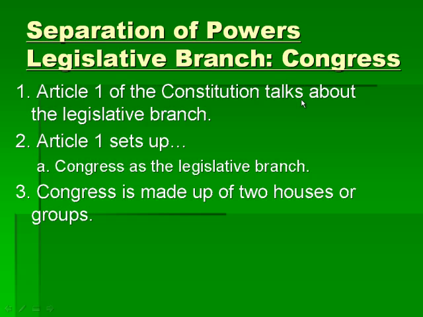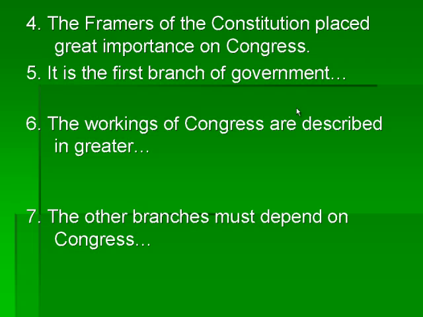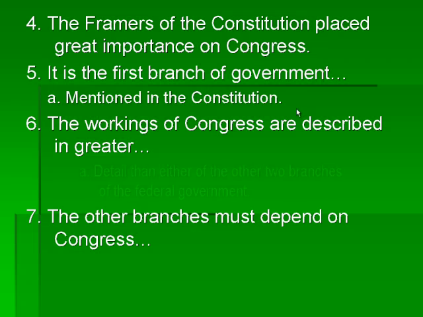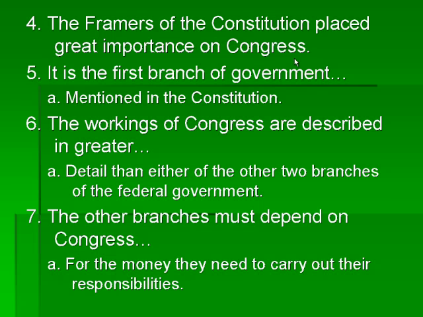Article 1 of the Constitution talks about the legislative branch. Article 1 sets up Congress as the legislative branch, and Congress is made up of two houses or groups, and that is the Senate and the House of Representatives. And we've talked about what the House and the Senate are and how many representatives you get in each and all that kind of stuff. The framers of the Constitution placed great importance on Congress. You can tell because it's the first branch mentioned in the Constitution. The workings of Congress in the first article are described in greater detail than either of the other two branches of the federal government. And the other two branches must depend on Congress for the money that they need to carry out their responsibilities.